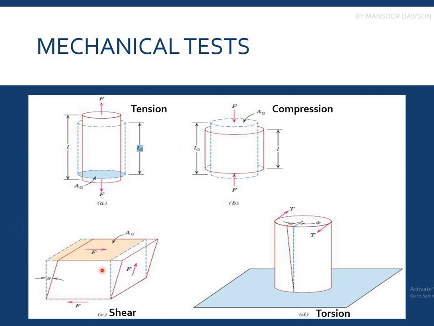In shear, two forces are applied in opposite directions on a parallel cross section, as you can see with the area A naught, similar with these two directions. And in torsion, the two forces, as you see here, act to produce a twisting effect. So that is basically torsion.